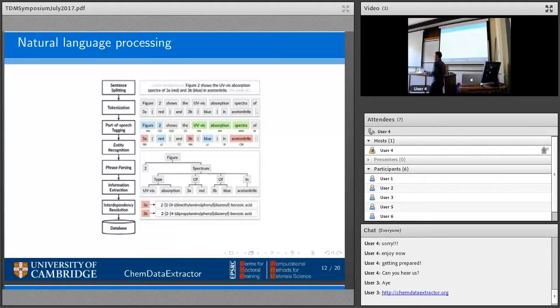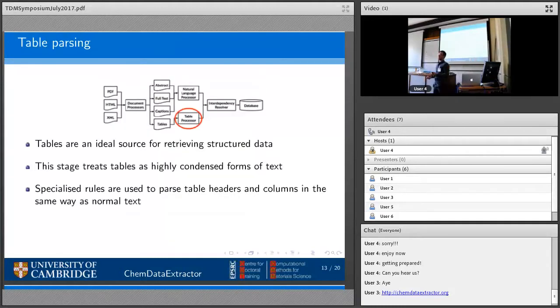Tables are more ideal to process. They're already in a semi-database format, so all we have to do is extract the information in the correct way, i.e. identifying which columns and rows correspond to which parts of the headers. So we essentially treat tables in much the same way, converting them into this tree structure, just treating them as sort of highly condensed text.